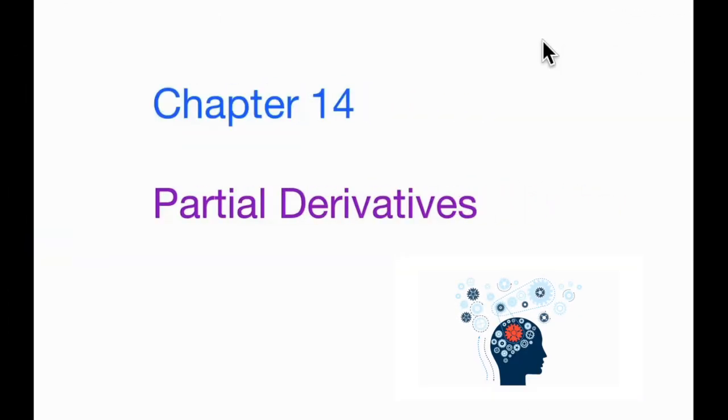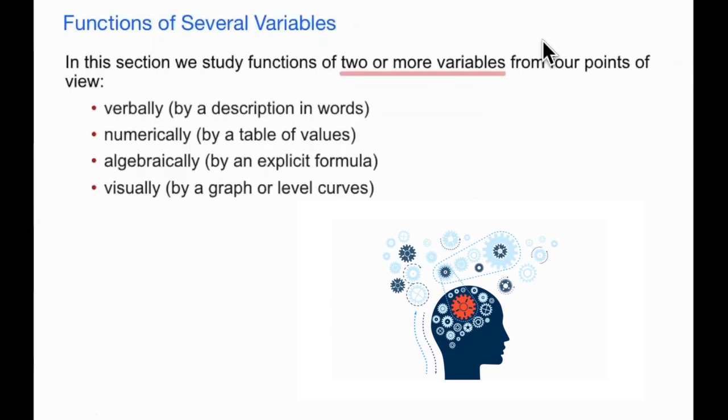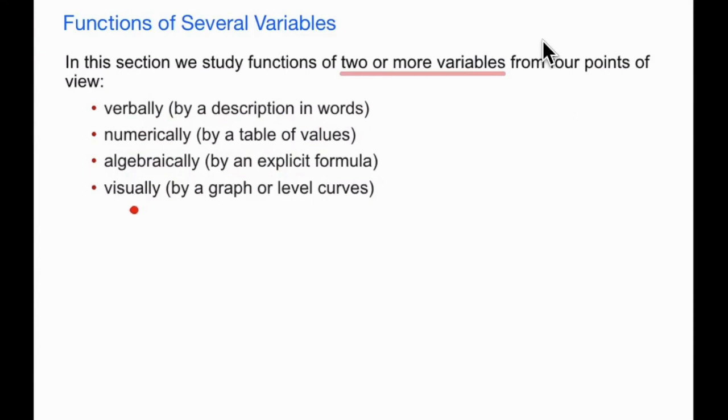Chapter 14, Partial Derivatives. 14.1, we talk about functions of several variables. In this section, we study functions of two or more variables from 4 points of view. Remember, functions can be described verbally by a description in words, or numerically by a table of values, algebraically by an explicit formula, or visually by a graph or level curves.